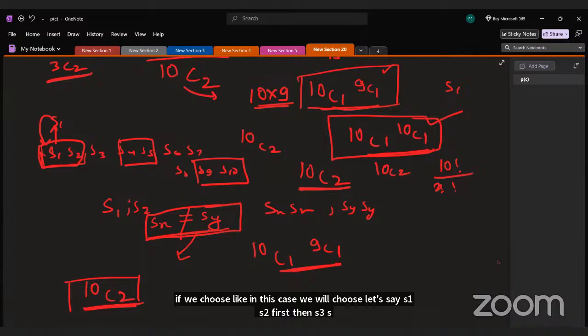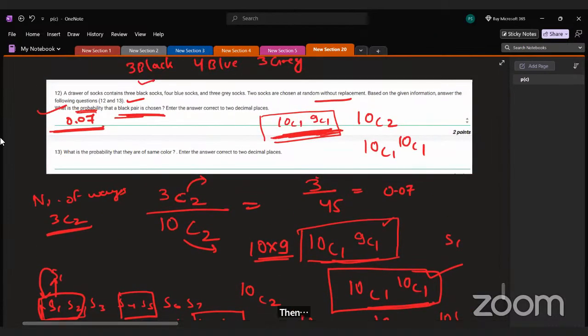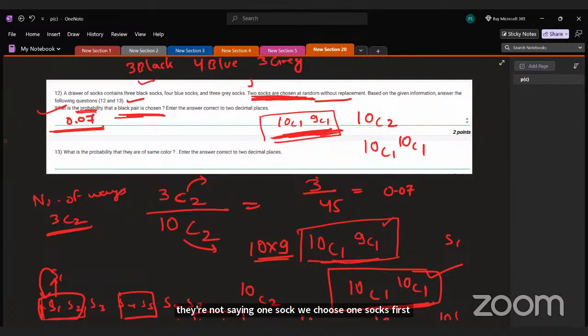S6 S7. Sir, but they didn't mention that it is simultaneous, right, sir? They are saying two socks are chosen at random. They're not saying we choose one sock first and then we choose the second sock. Okay, sir. Two socks are chosen at random. They're bringing out two socks at the same time. It is given in the question, but if it was given like this, we first choose one sock, then we choose another sock without replacement, then you can do like this. But in this question, they are choosing two socks at a time, at the same time. So, sir, simultaneous events.